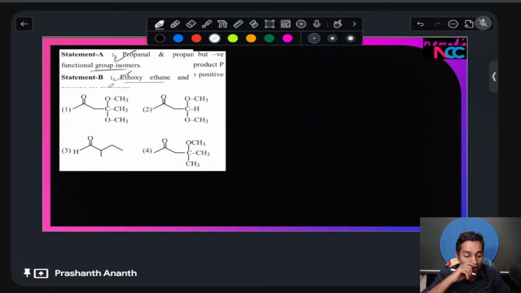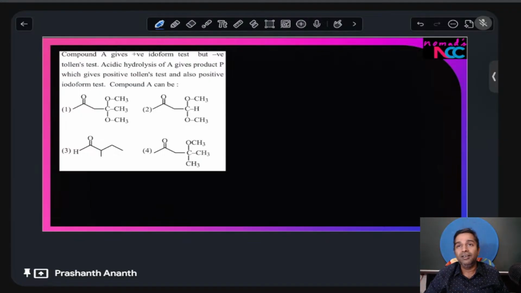Okay. Next one. This is going to be an organic chemistry question again. Organic chemistry seems reasonably comfortable in this paper. It doesn't look too complicated. Physical chemistry had a good bit of calculation already in the single option correct. Let's have a look when we get to the actual questions where direct calculations are necessary. Compound A gives positive iodoform test but negative Tollens test.